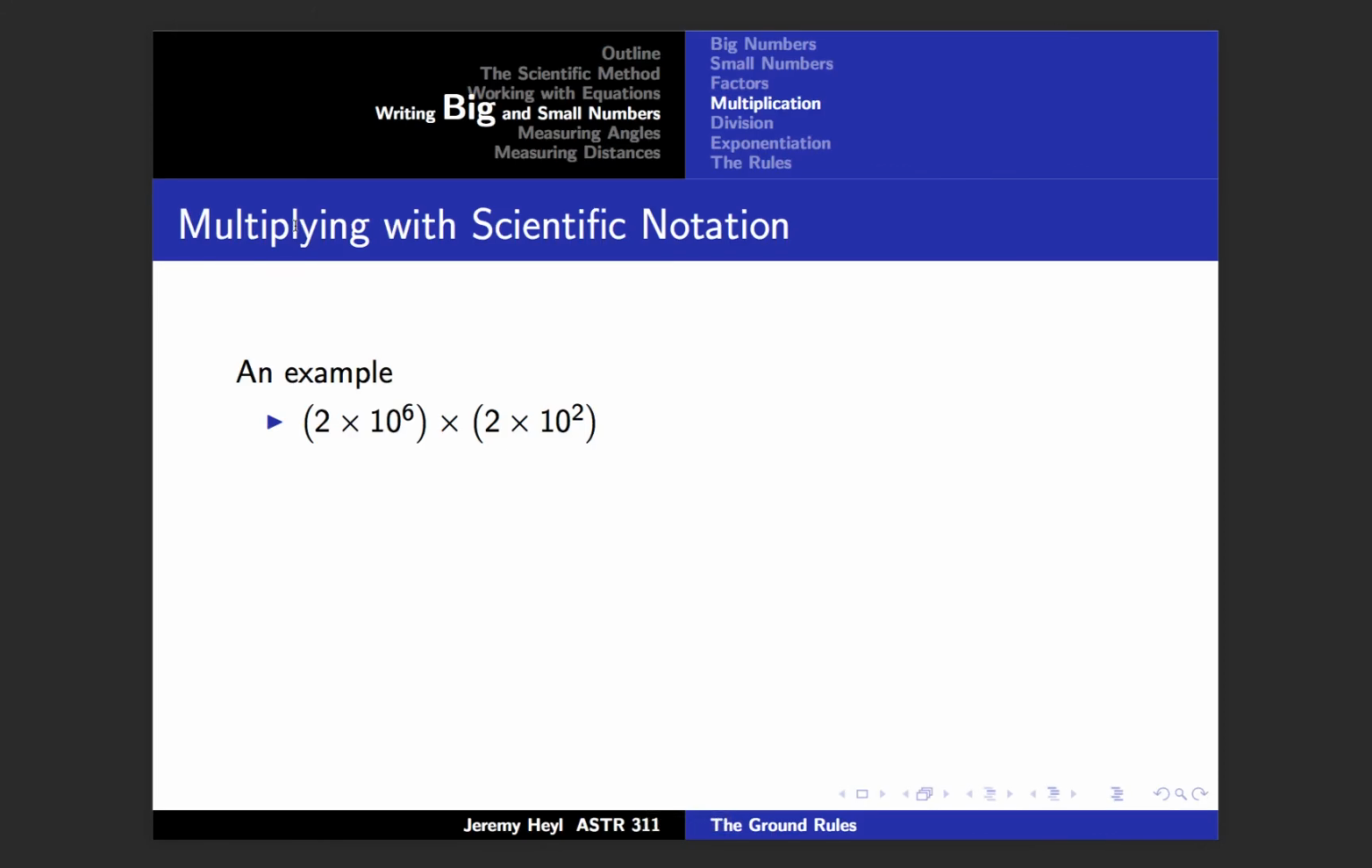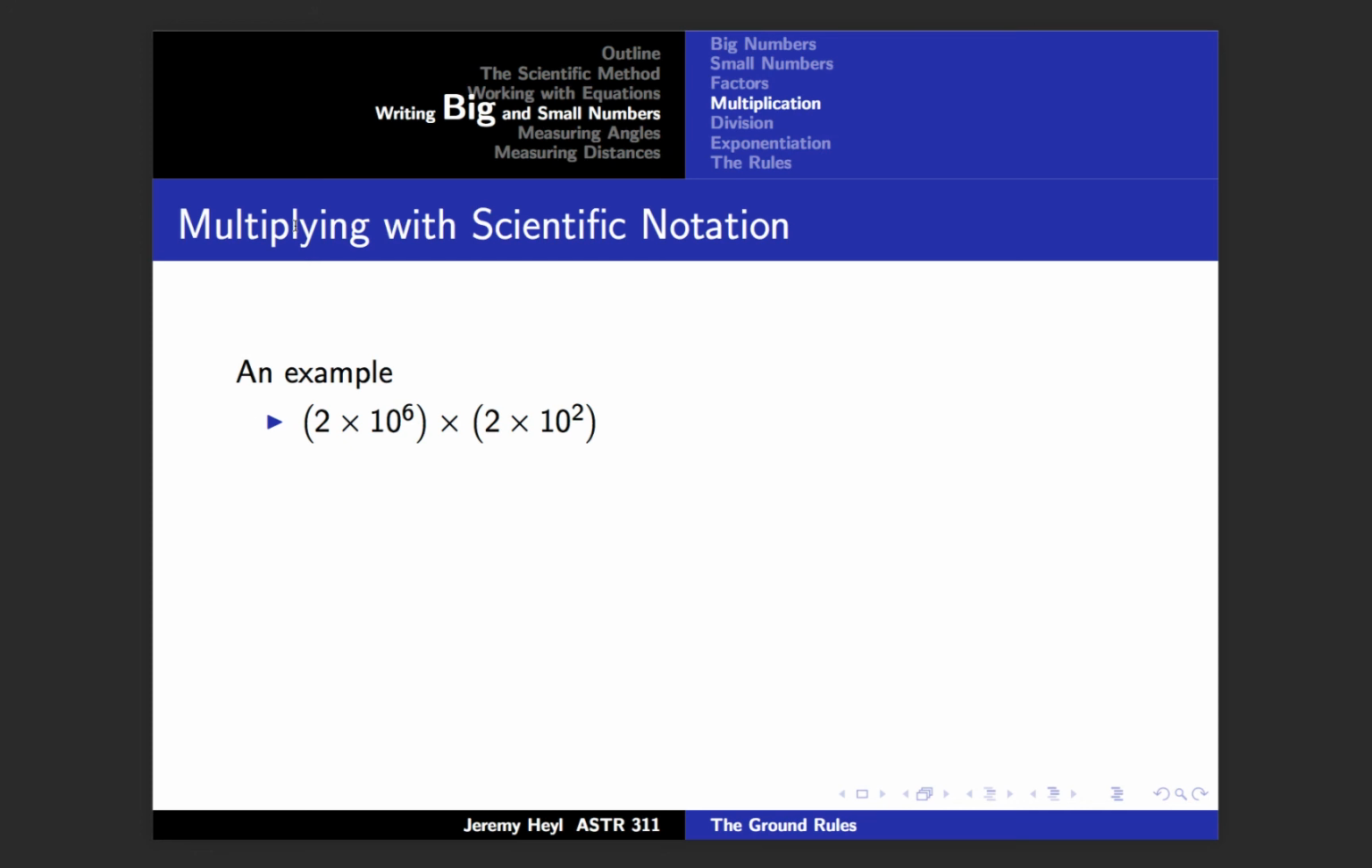But what makes this convenient is that we don't have to write all the zeros, and it's also useful because it makes things like multiplication a lot easier. We did a bunch of examples here, but here's one that's just 2,000,000 times 2,000,000, 2,000,000 times 200.